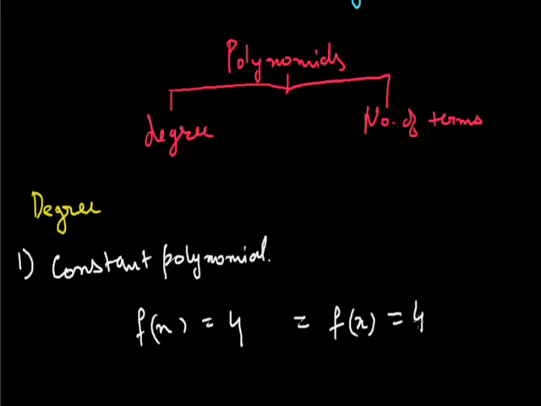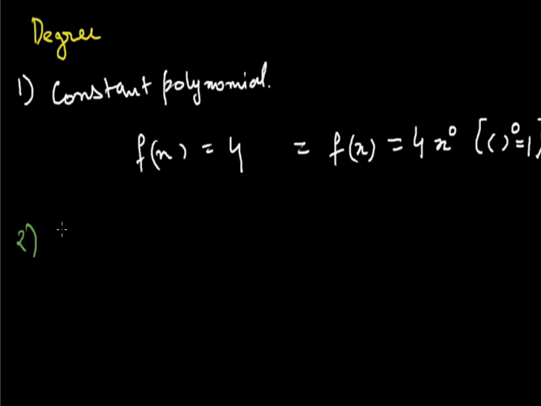We can write it as 4x to the power 0, since we know that if the power of any term is 0, it is equal to 1. So here we can write f(x) as 4x to the power 0, which is again equal to 4, and the degree of this polynomial is 0. Second is the linear polynomial.